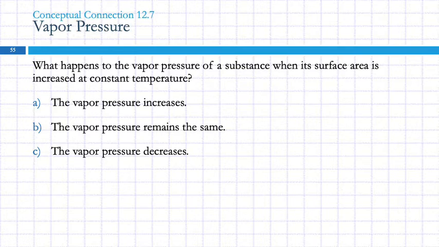So we have two processes. We have evaporation and we have condensation. How does increasing the surface area affect evaporation? It goes up, right? You spread the water around, it's going to evaporate more quickly.